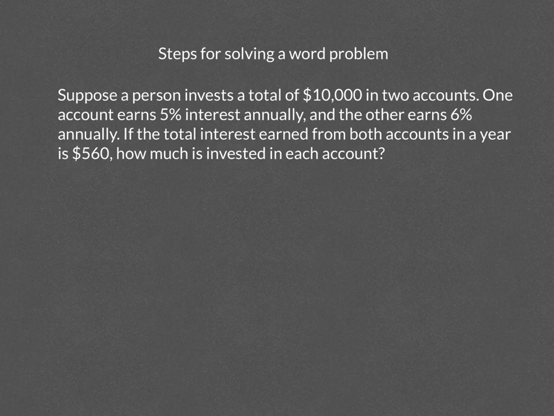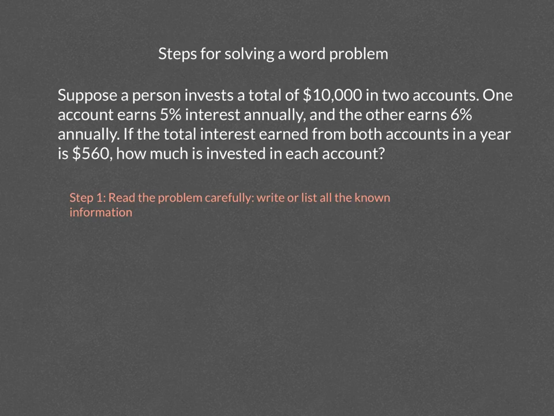Alright, so let's take a look at this word problem, and we're going to go through the steps as we do this problem. So the problem says, suppose a person invests a total of $10,000 into two accounts. One account earns 5% interest annually, and the other earns 6% annually. If the total interest earned from both accounts in a year is $560, how much is invested in each account?